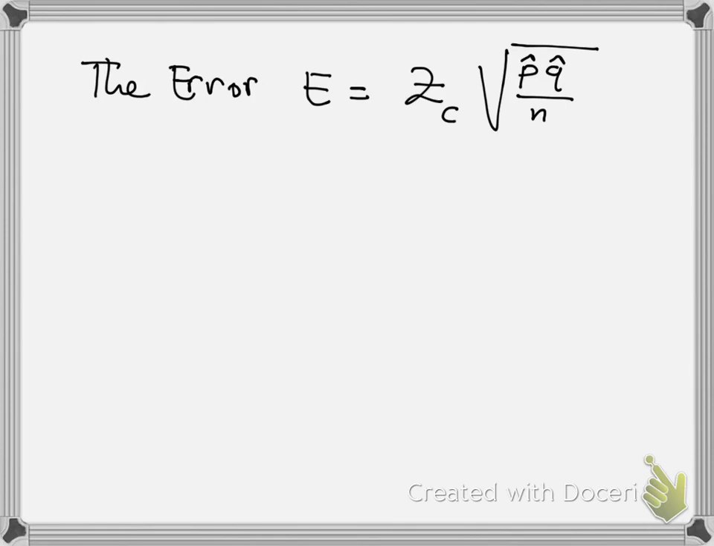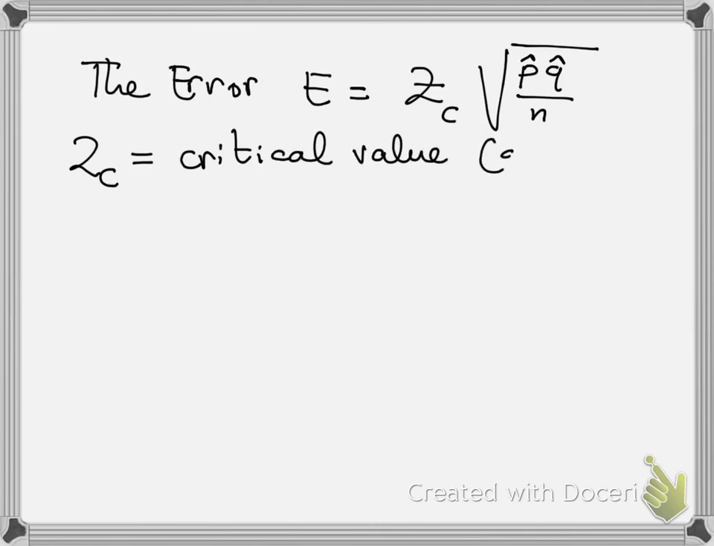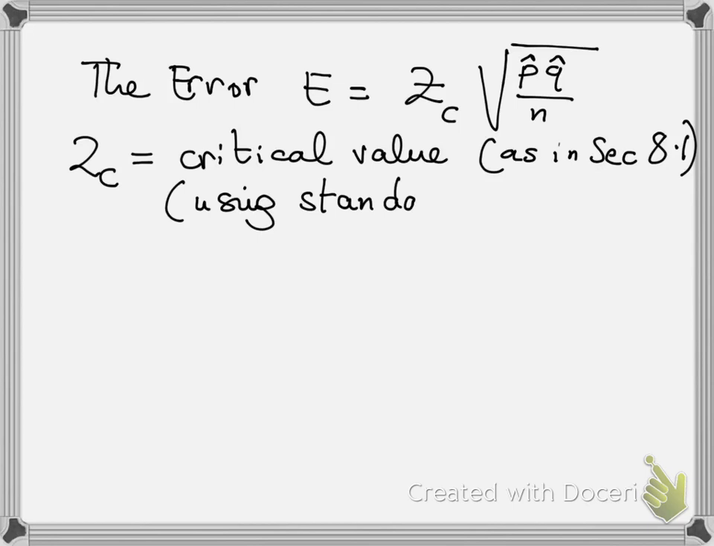The Z sub C is the critical value that we used in section 8.1 to estimate the population mean when the standard deviation is known. So this is the critical value, using the standard normal distribution.